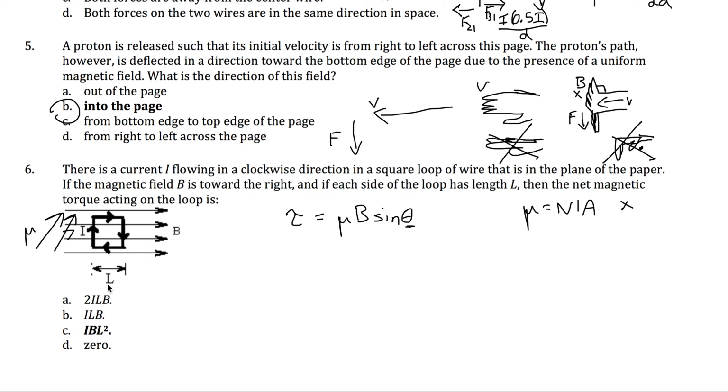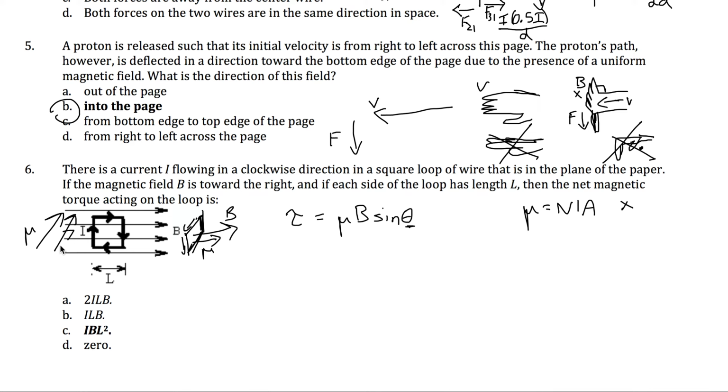Now, if the loop had been drawn like this, where the loop was perpendicular to the page, right, and the field is going this way, and let's say the current is going this way on this loop, well, that means that the magnetic moment and the field would both be going this way. When the magnetic moment and the field are parallel, there's no torque. So if that was the case, you don't have to worry about any equation. There would be no torque.